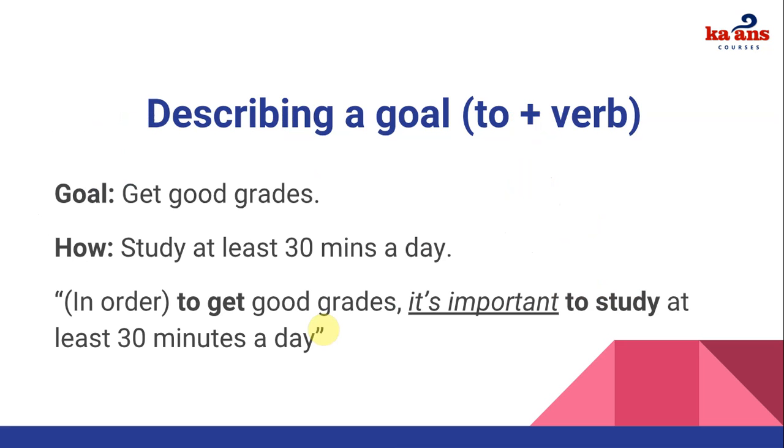The first one is describing a goal with an infinitive, right? Using to plus an action. So we have to and an action. For example, remember we're describing goals. So imagine that my goal is to get good grades. All right, that's my objective. Then, how am I going to achieve this goal? Well, study at least 30 minutes a day. That's how I am going to get good grades.